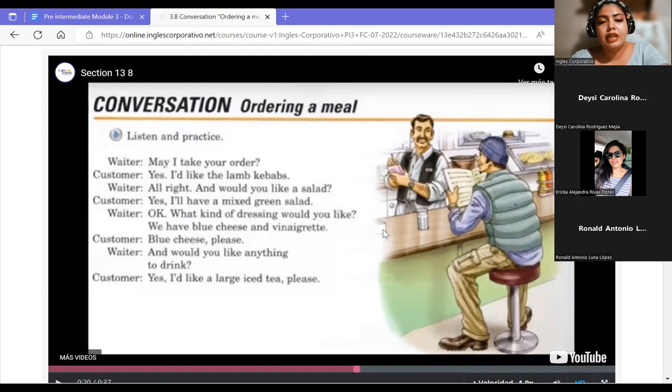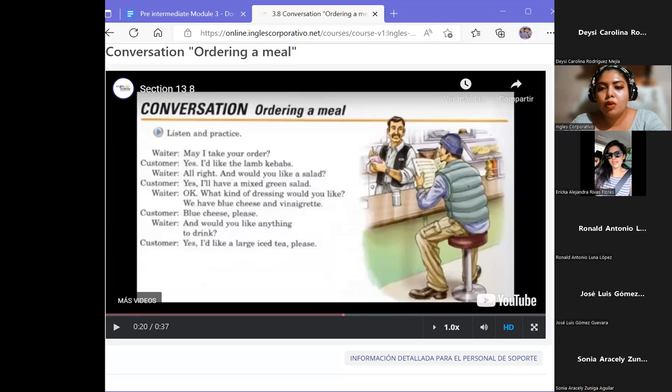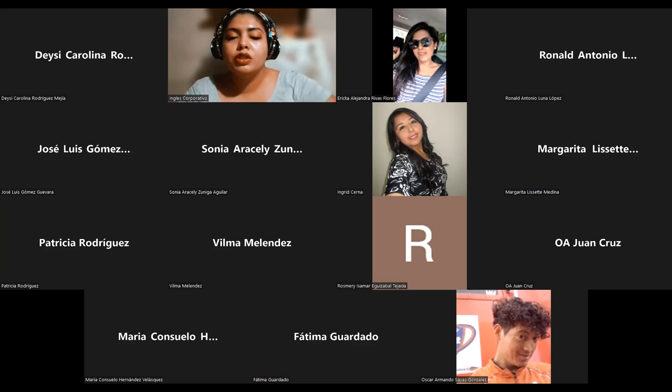Okay, we have here the conversation that is called ordering a meal. So we have two people in that conversation. One of them is ordering something and the other is taking the order. In that case, we are using the modal verbs. But let me change from the platform to the document in which I have the conversation, because I think it's going to be heavy for the connection. I'm going to put the image of the conversation, and we are going to read the examples and the sentences to understand and find where the modal verbs are.